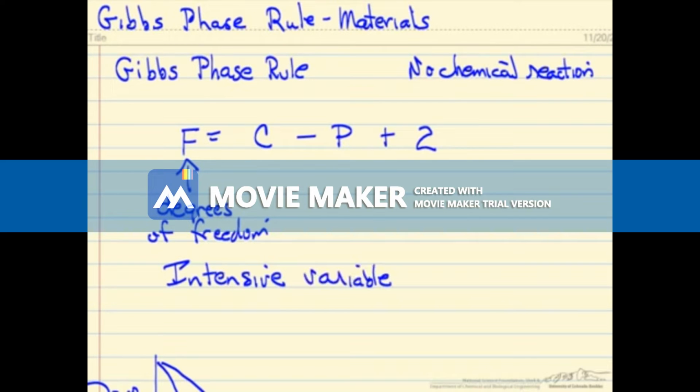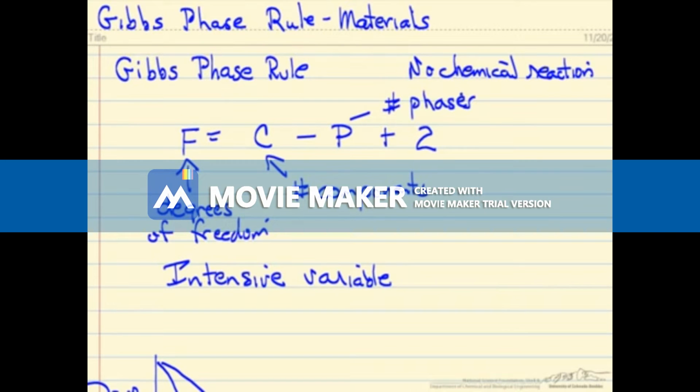We cannot use it to tell us how much of a given phase we have. We can use it to determine if the concentrations, for example, or the mole fractions are fixed when we have fixed temperature and pressure. So C is the number of components, the number of chemical compounds in the system. P is the number of phases.